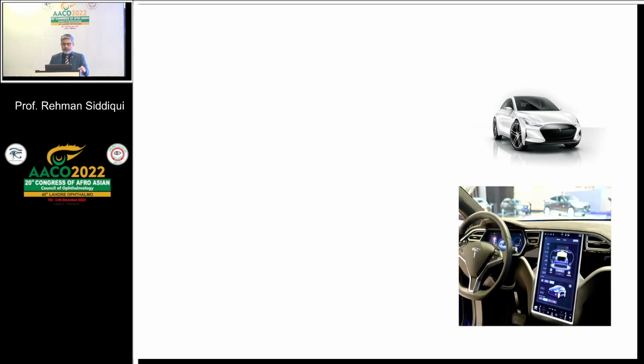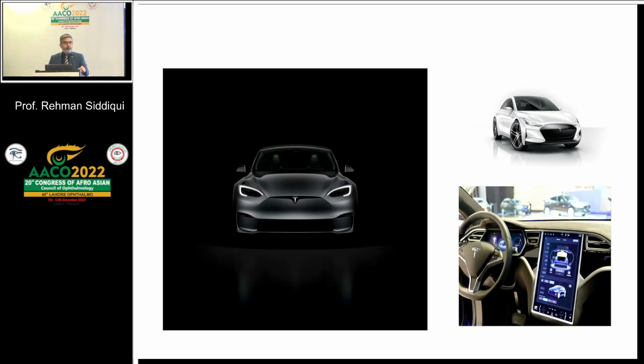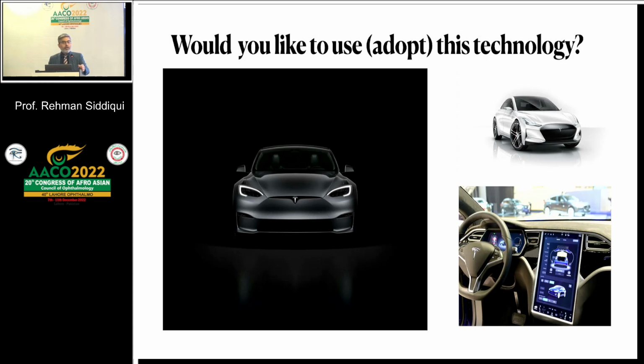Innovation, artificial intelligence. So this is a car which is full of technology. And they are making a lot of progress. It's almost like a work in progress. You hear every time that there's some new thing. And the thing is, would you like to own or use this car? Would you like to use this technology?